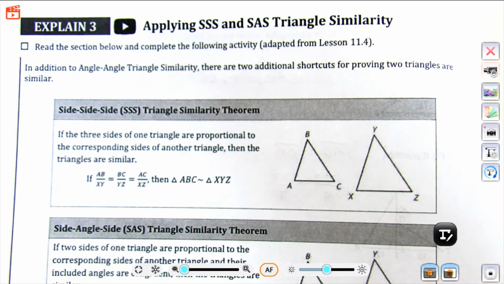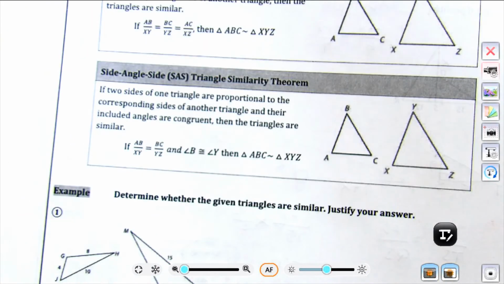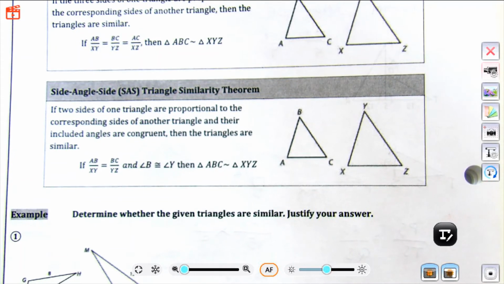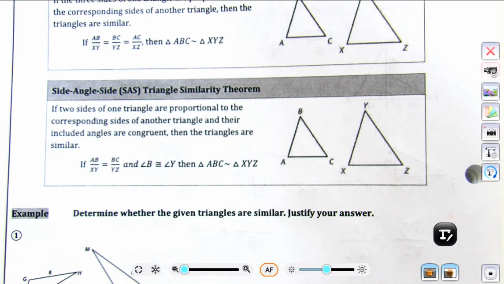The next theorem is the side, angle, side triangle similarity theorem. And if you look at the name of the theorem, it kind of tells you what we need. We need two sides and an angle in between. So if two sides of one triangle are proportional to the corresponding sides of another triangle, and their included angles are congruent, then the triangles are similar.